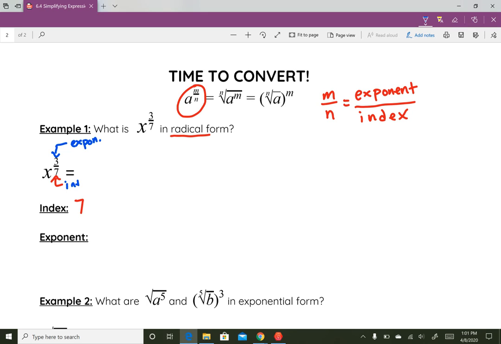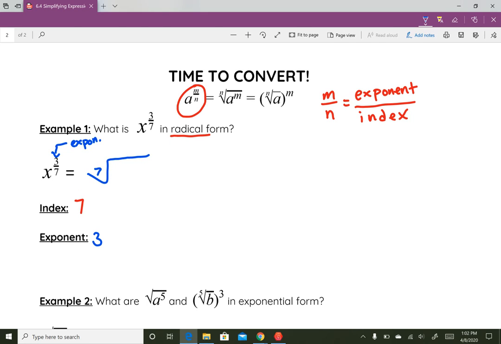This is the index. All right, so my exponent is 3. So how does that look? How can we make this look? Well, first thing that we're going to do is we're going to take this 7 and put it as our index, right?